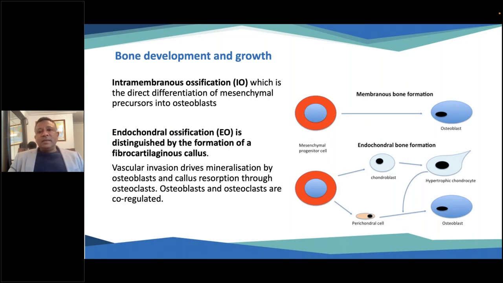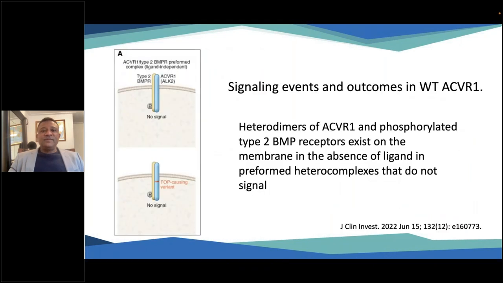As we all know, there are two ways that bone can be made in the body. It can either be a direct process where there's a differentiation of a stem cell into an osteoblast, intramembranous ossification, which is what happens in our flat bones, as opposed to the long bone process, which is endochondral ossification. And this is distinguished by that fibrocartilage callus phase before there's mineralization. So the bone formation in heterotopic ossification and FOP is driven mainly through the endochondral ossification phase.